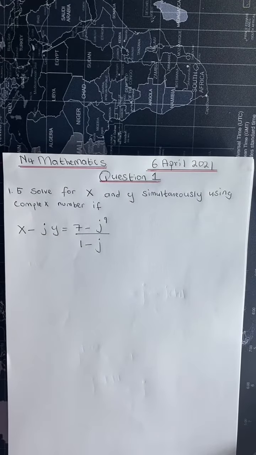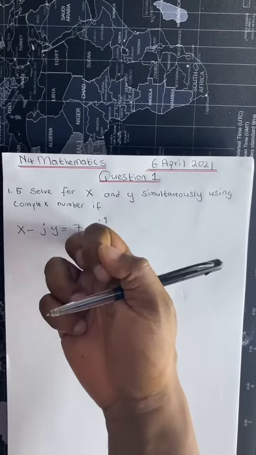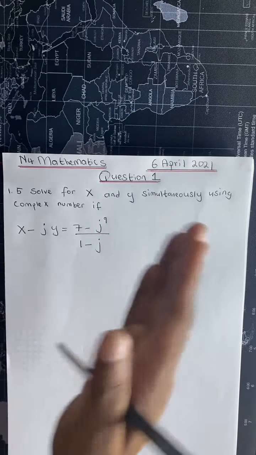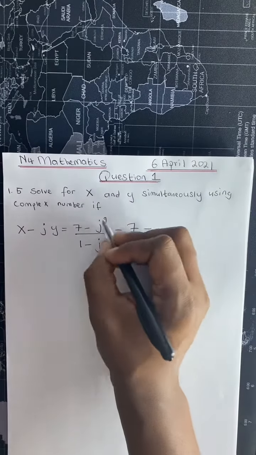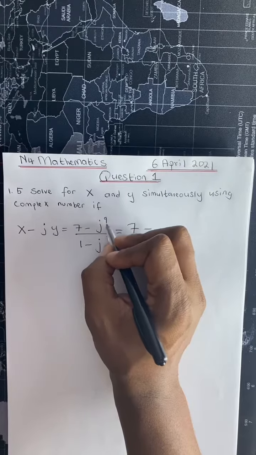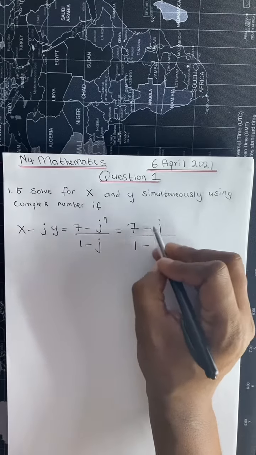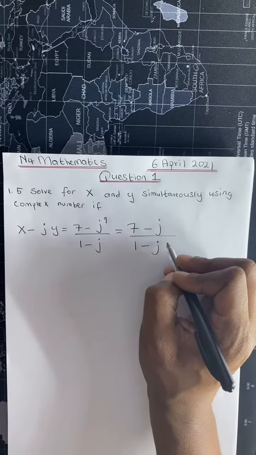So for question 1.5, we have to solve for x and y simultaneously using complex numbers if x minus jy is equals to 7 minus j to the power 9 divided by 1 minus j. So we can convert this side to polar form and then convert it back to rectangular form and compare it with what we have on the left hand side. So we have 7 minus this j is raised to an odd number, so it will always be j divided by 1 minus j. So let's convert this to polar form and this to polar form so that we can be able to divide them. After that, we convert them back to rectangular form.